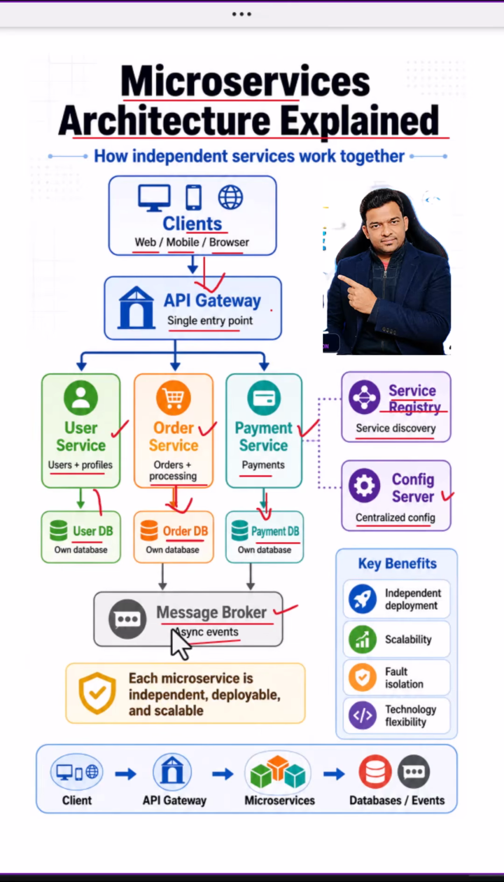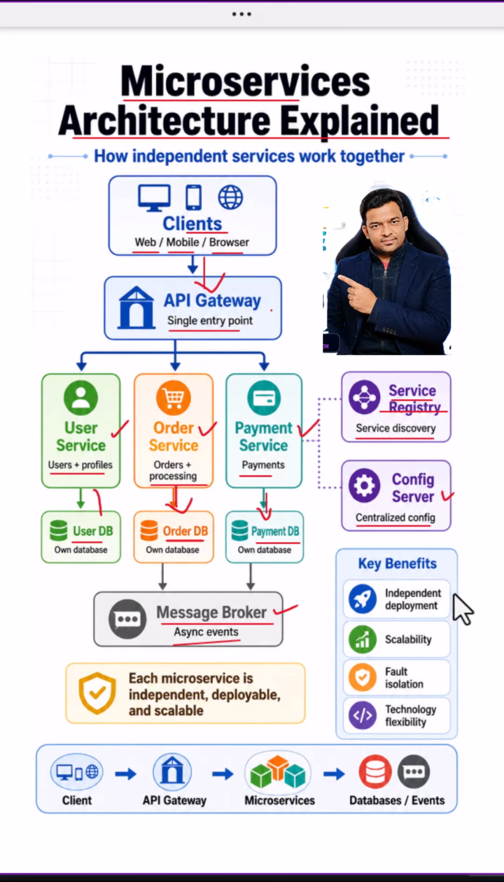Now let's understand the full flow. Client sends a request to the API gateway. The gateway forwards it to the correct microservice. The microservice processes the request and uses its own database. If needed, services can communicate using events through the message broker. The response goes back to the client through the API gateway.